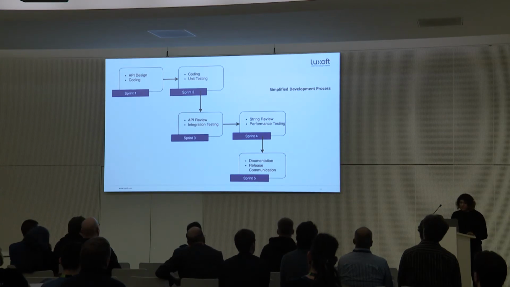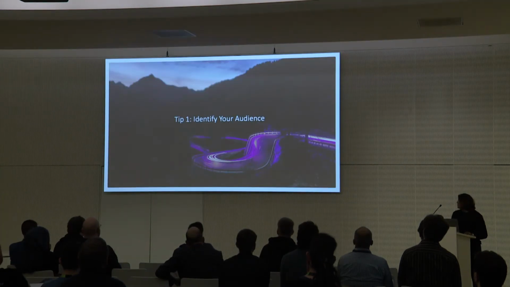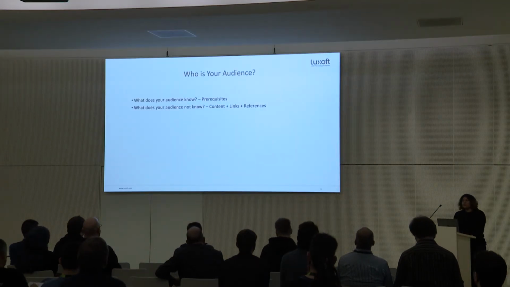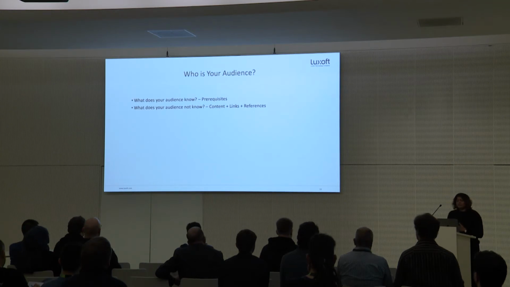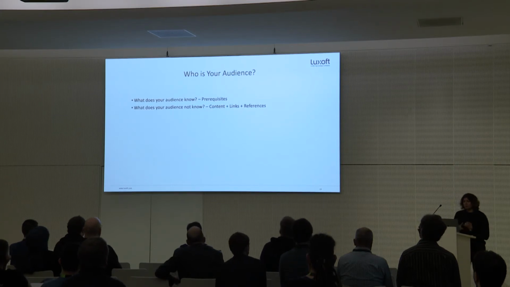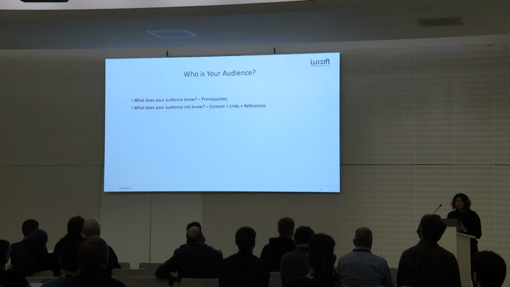Let's take a look at the first tip. Identify your audience. Content is always tailored to a specific audience. You wouldn't give a technical white paper to a developer looking for an API reference. So spend some time identifying who your audience is. You don't have to come up with a persona, but it's quick to list just 2 things. What do they know, which we call prerequisites? What don't they know? This is the content that you provide along with the links and references to complete the story.